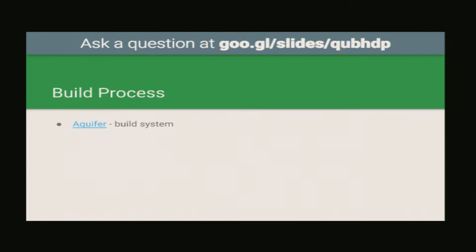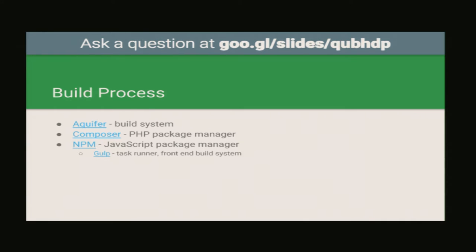With that, we used Aquifer as the build system, Composer for the PHP package manager on top of Drush Make, used it to get some of the external dependencies. NPM, which I mentioned, Gulp as a task runner in the front end build system. We used CircleCI for continuous integration tool. Did not use it for artifact generation because of some of the IT requirements. Instead, used Jenkins for both the client hosted builds, artifact creation, and deployment.